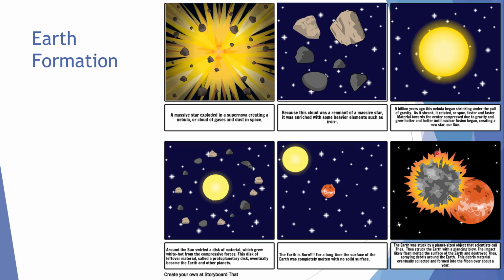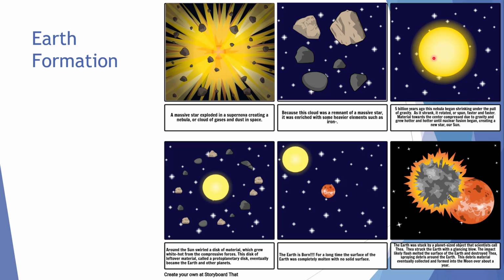So this is a comic book storyboard that does a good job of showing how the Earth first formed. So first, a massive star exploded in a supernova, and it created a nebula, or a cloud of gases and dust in space. And it was enriched in some heavier elements like iron, because it was the remnant of a really big star. And then about 5 billion years ago, this cloud of gases and rock dust began to shrink and pull together under gravity.